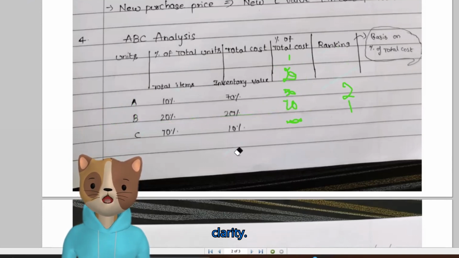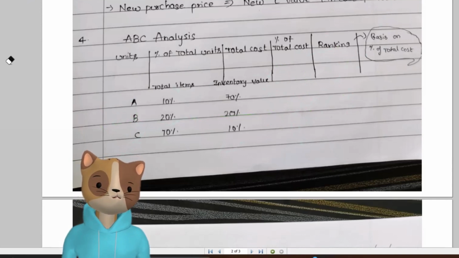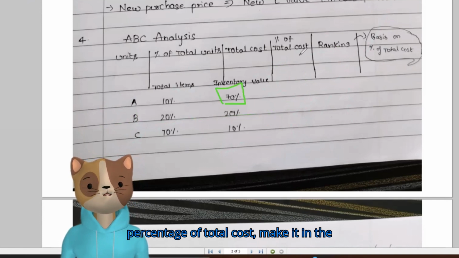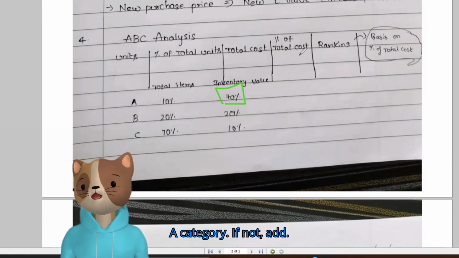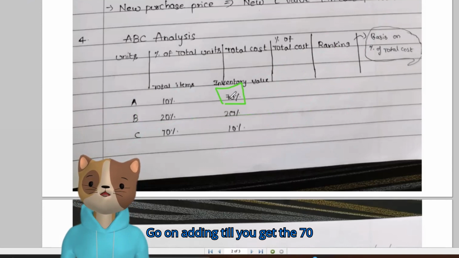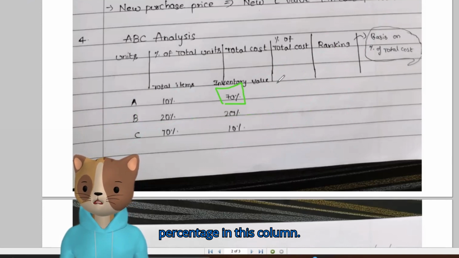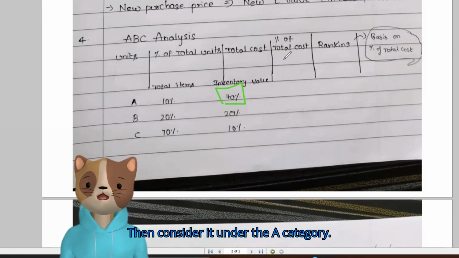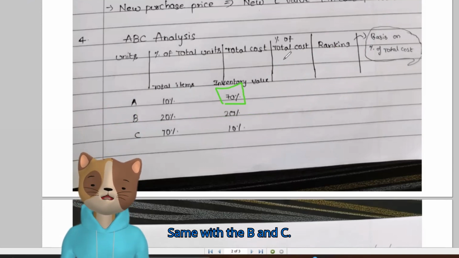I hope you got the clarity. If you directly have this number in the percentage of total cost, make it the A category. If not, go on adding till you get 70 percent in this column. Then consider it under the A category. Same with B and C.